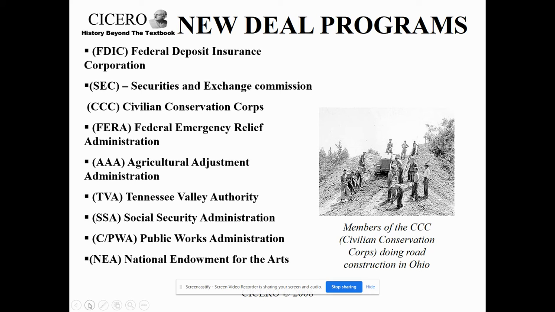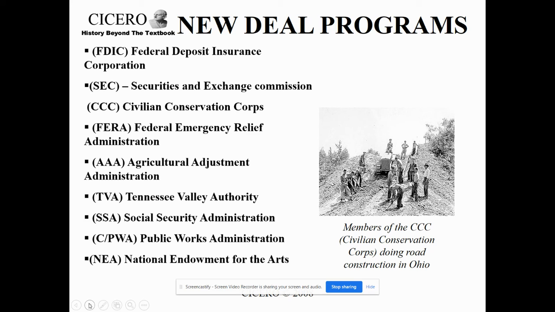The C/PWA, I'm going to refer to this one as the PWA, Public Works Administration. And that agency put unemployed men to work on big public projects like the Golden Gate Bridge, for example, was one that they built during the Great Depression. The NEA, National Endowment for the Arts, employed artists, actors, writers, doing all kinds of projects for the government, a lot of history projects for that.